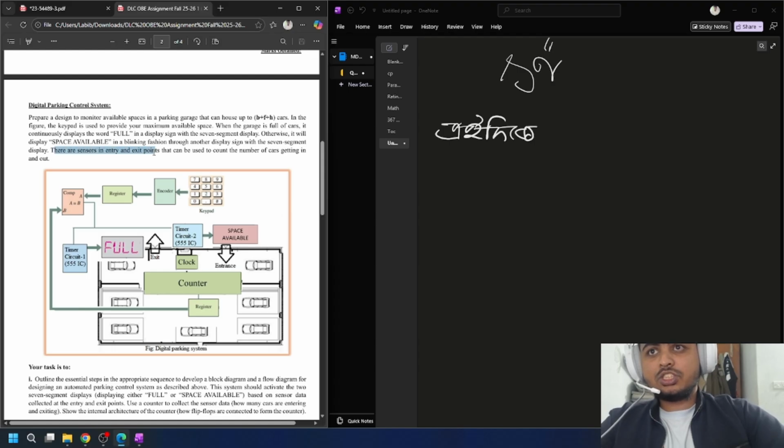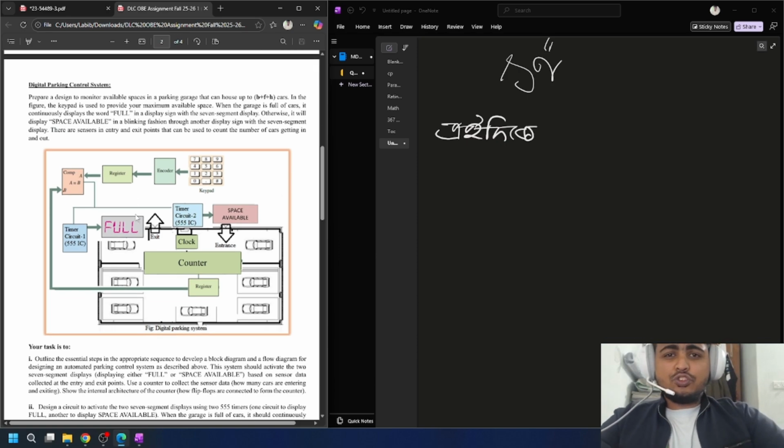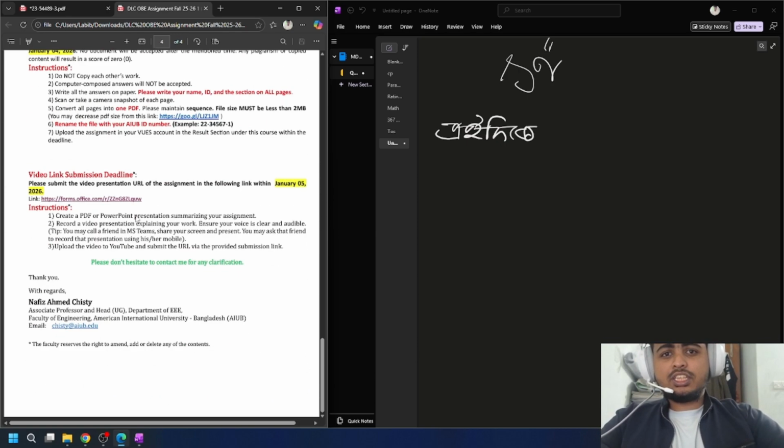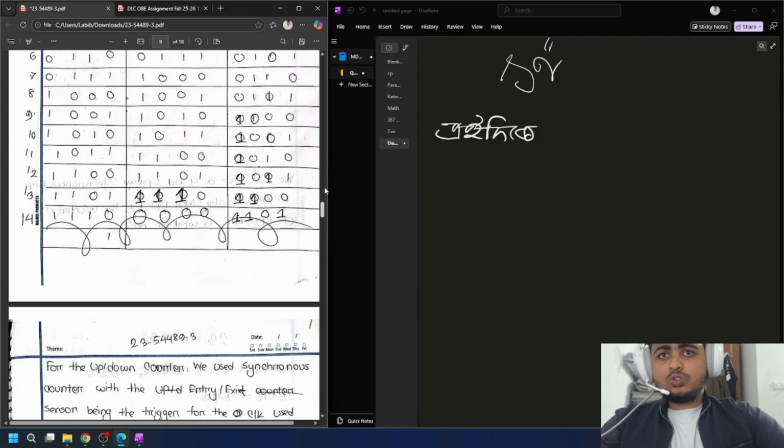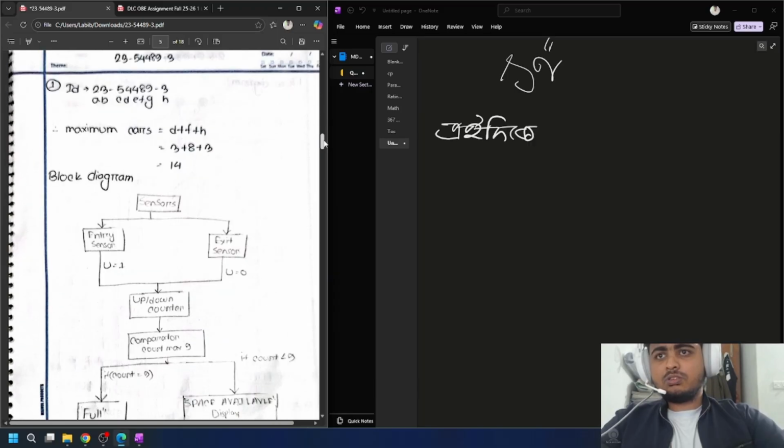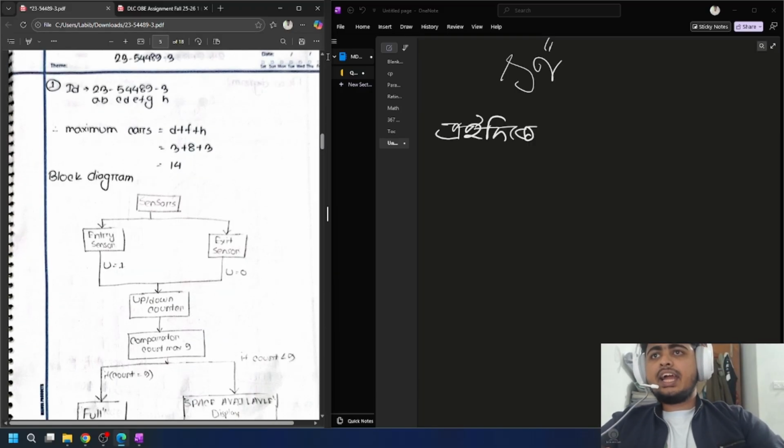There are sensors for entry and exit that can be used to count the number of cars getting out and in. So for this approach, we first need to start with the block diagram. For the ID, I have my ID around here, which is 235448893, and I can also show the numbers A, B, C, D, F, G.